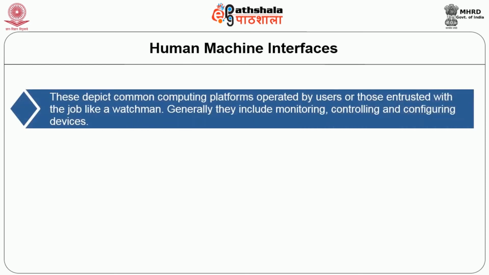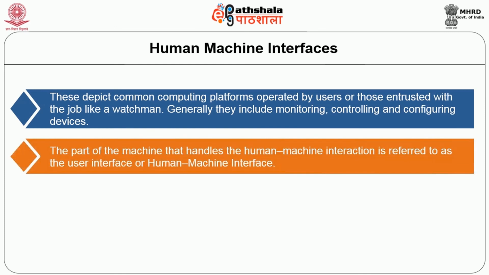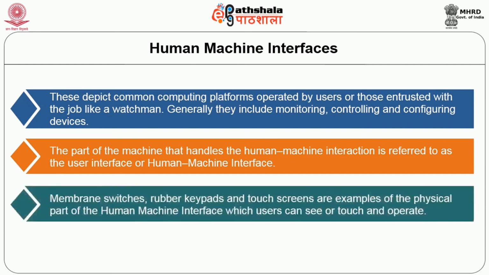These depict common computing platforms operated by users or those entrusted with a job like a watchman. Generally, they include monitoring, controlling and configuring devices. The part of the machine that handles the human-machine interaction is referred to as the user interface or human-machine interface. Membrane switches, rubber keypads and touch screens are examples of the physical part of the human-machine interface which users can see or touch and operate.